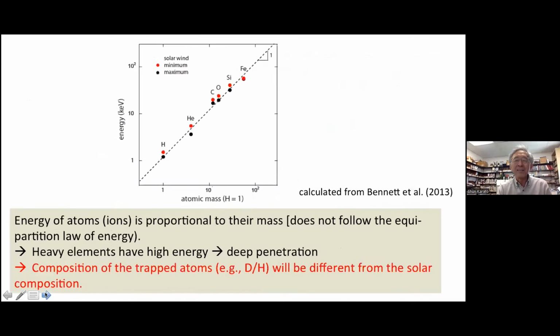Another interesting thing is that the solar wind is made of many particles, and the solar wind does not follow the energy equipartition law, the fundamental law for gas. The conclusion is that the solar wind is out of equilibrium. This has an enormous implication for the chemistry of materials trapped by the dust, but I'm not going to discuss that today.